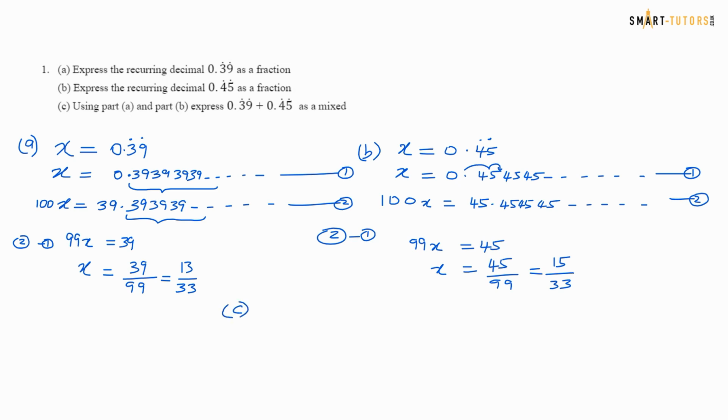And the C part, using part A and part B, express 0.39 recurring plus 0.45 recurring as a mixed fraction. So we'll see whether a mixed fraction comes or not. This is equal to 13 over 33 plus 15 over 33. You can add these fractions, so 28 over 33. That is the answer for question number 1.